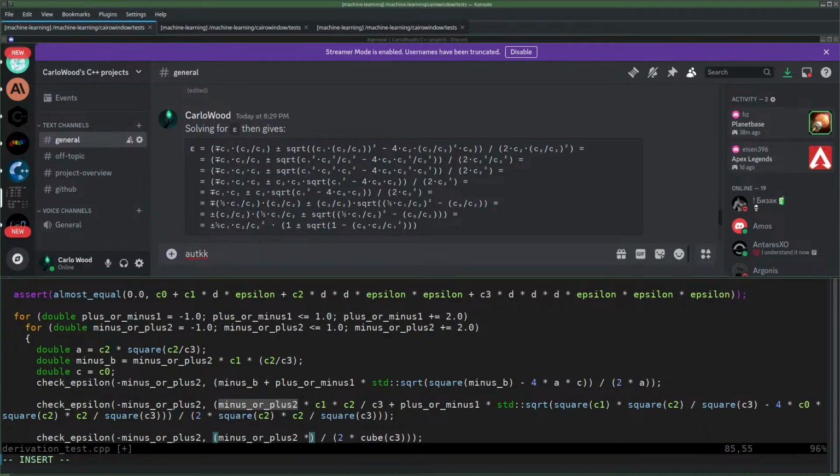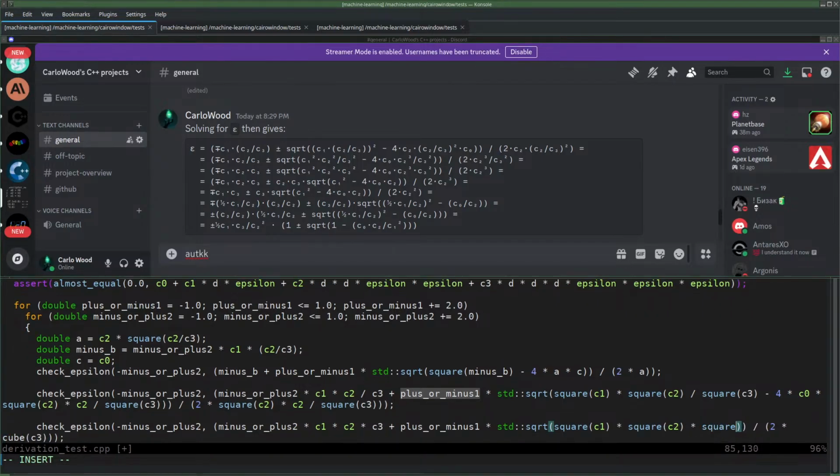Minus or plus times C1 times C2 times C3, plus or minus the square root. And the square root is then the square of C1 times the square of C2 times the square of C3 minus 4 times C0 times the cube of C2 times the square of C3.